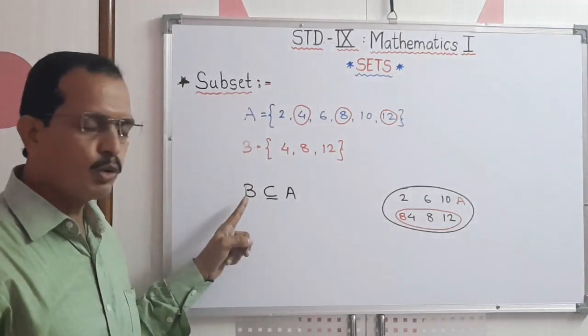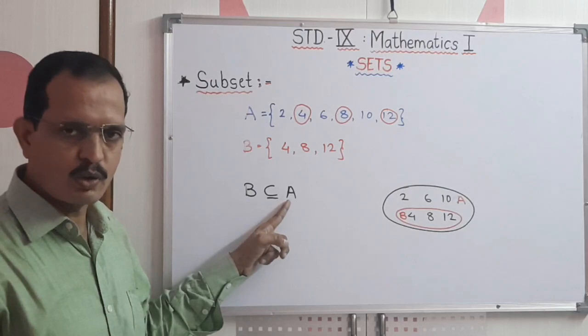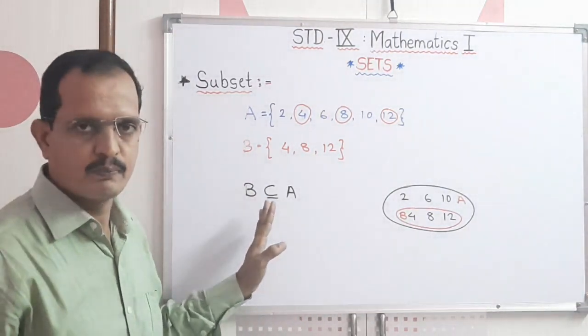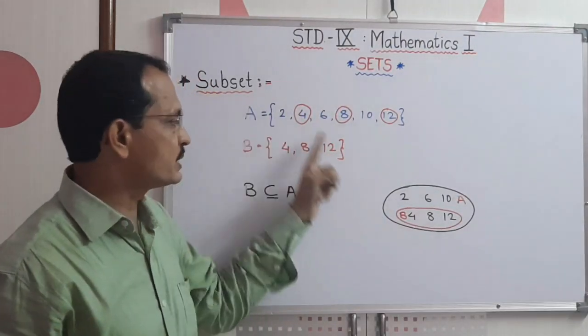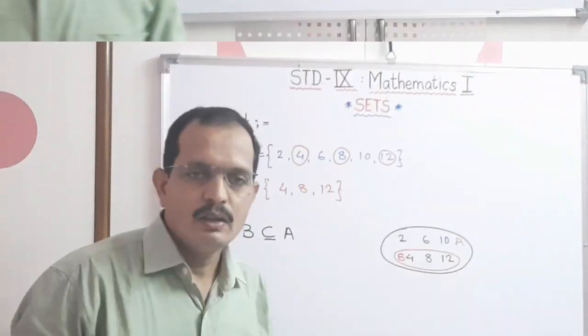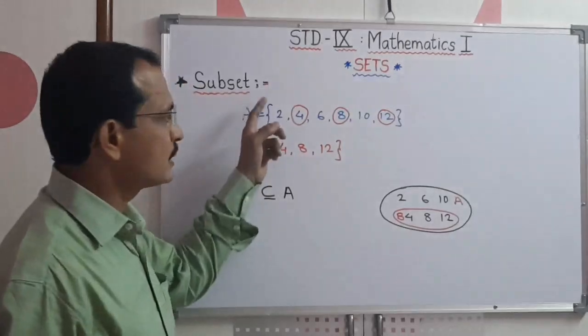To represent symbolically, we have to use this symbol. B is a subset of A, but A is not a subset of B. This is a representation of subset by using the Venn diagram. Now we have to learn some properties about the subset.